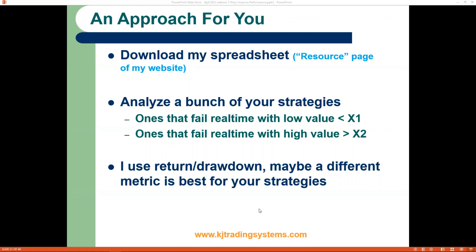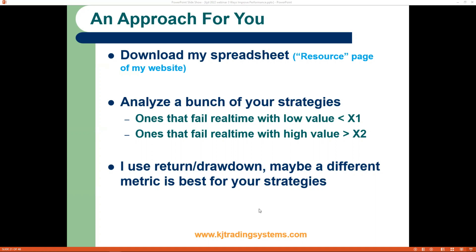And the other thing to consider is maybe, hey, I don't want to do return to drawdown ratio. I want to do some other metric. You could do it, but just remember, anything, profit factor, percent win trades, whatever you use, there's probably a point where if it's too good, it's going to cause you to have bad performance because it means you've over optimized. Okay, so you want a strategy that's good, but not too good.